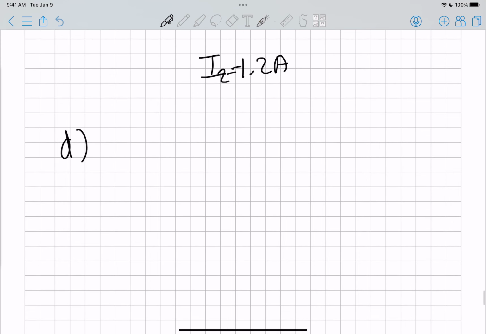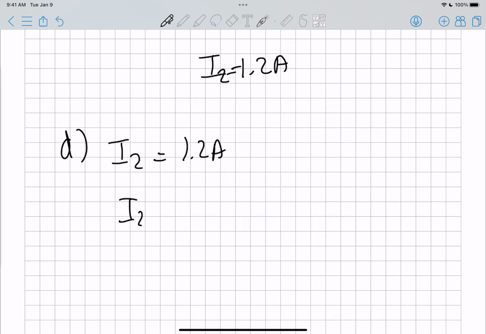Now for D, it says use the junction rule at point A to determine the current through R4. So point A, the junction rule, like the branching rule, basically. Once again, honestly, I kind of just solved all of this already, but to just take it step by step, we have the current through R4 is what we're trying to figure out. We know that the current going through I2 should equal 1.2 amps.